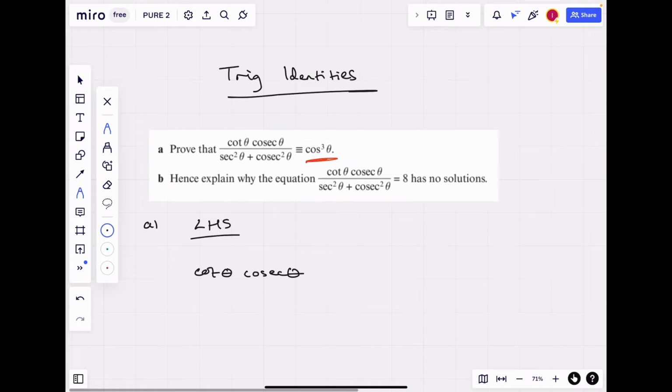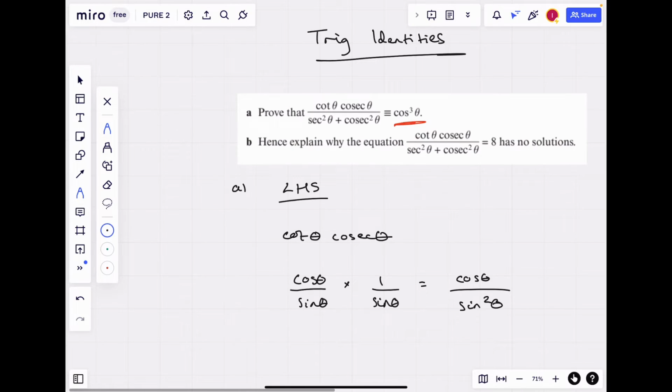How do we convert cot into sine and cos form? It's cos theta over sine theta. And then cosec is 1 over sine. This gives us cos theta over sine squared. And then we can't really go further from that. So this is the numerator.